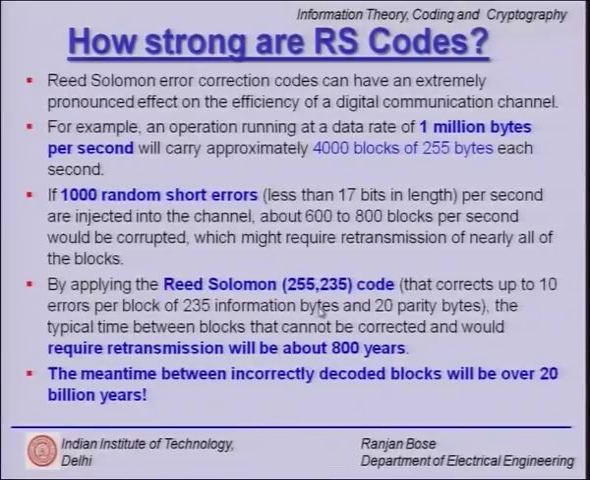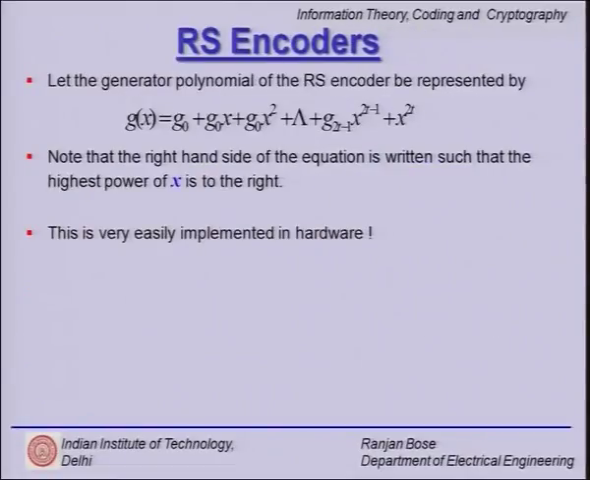This RS code will also make errors in detection, but the mean time between incorrectly decoded blocks will be over 20 billion years. So, in the real practical world, this application of the 255, 235 code makes it a very, very useful, almost error free communication, even working at this high rate of 1 million bytes per second. And this efficiency is also not too bad. Of course, we can improve the efficiency, the code rate of this code, by going to higher Galois fields. So, the point is that Reed-Solomon codes are very strong practical codes.